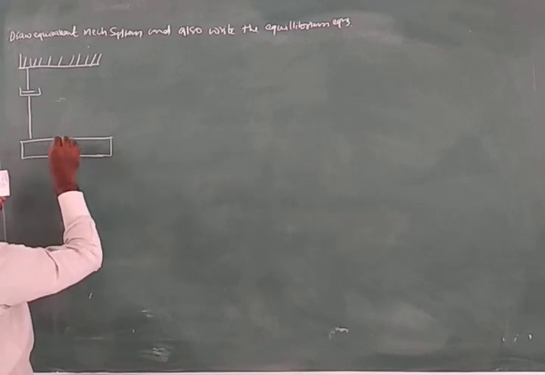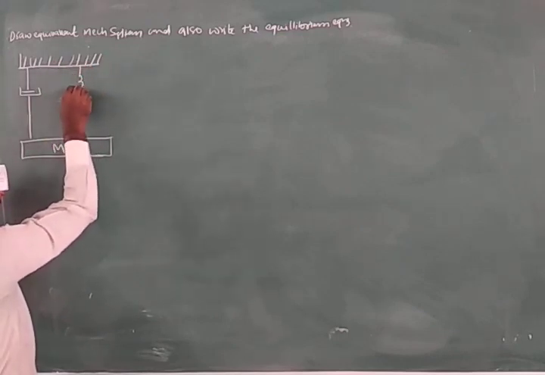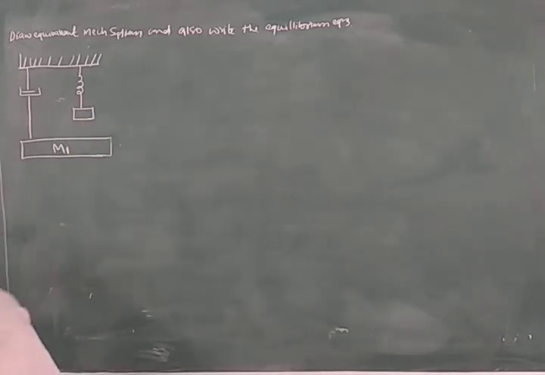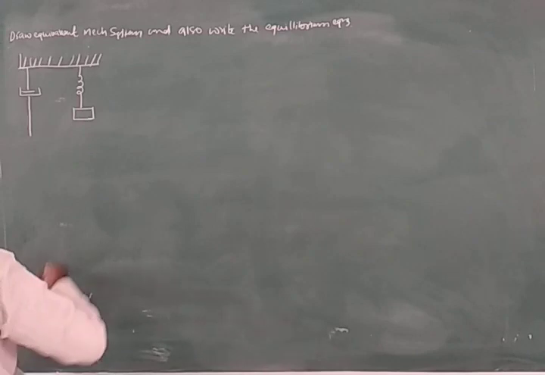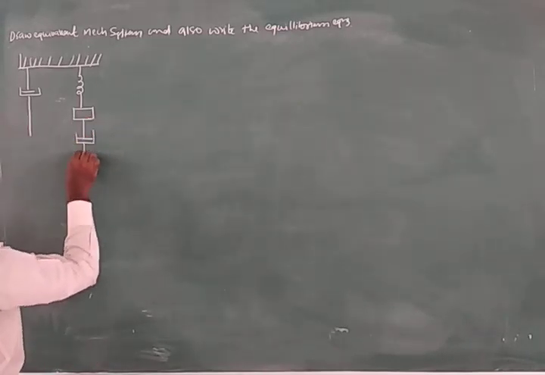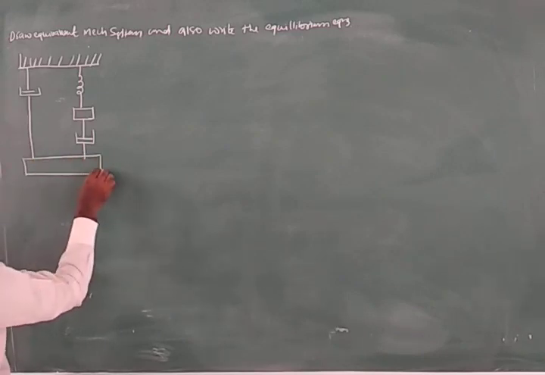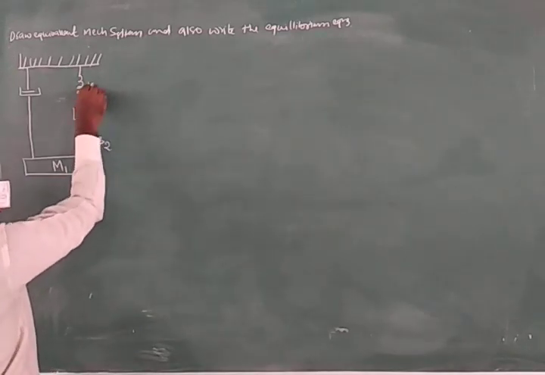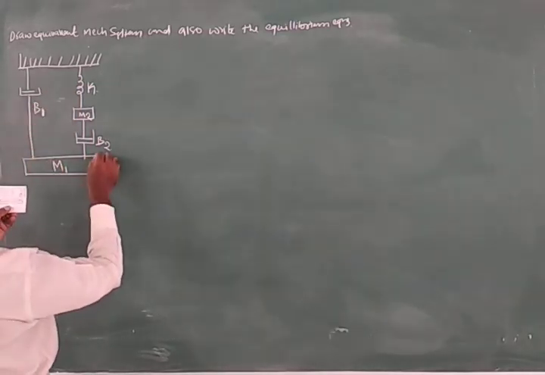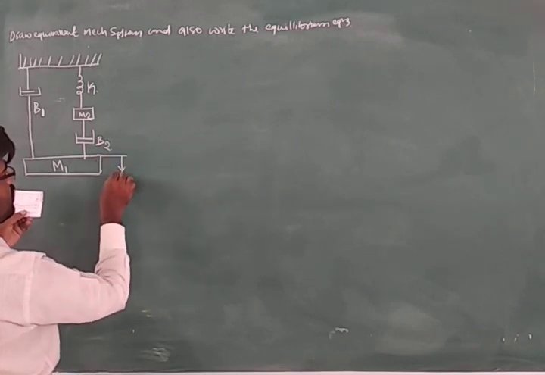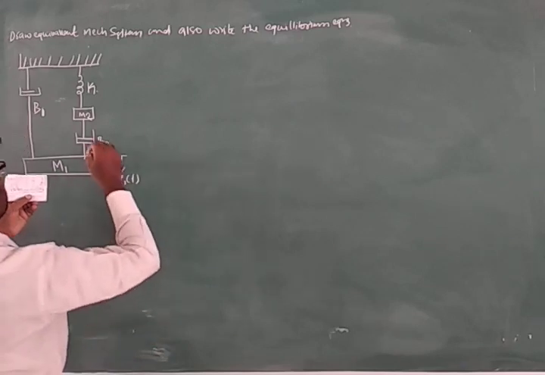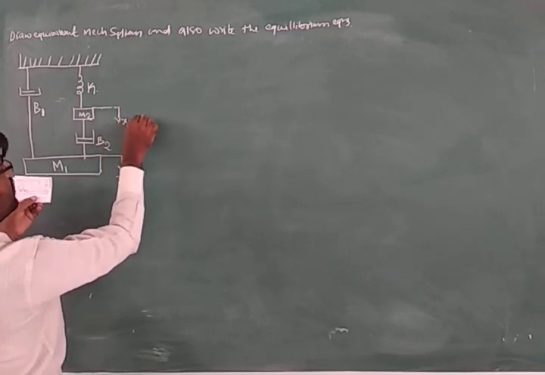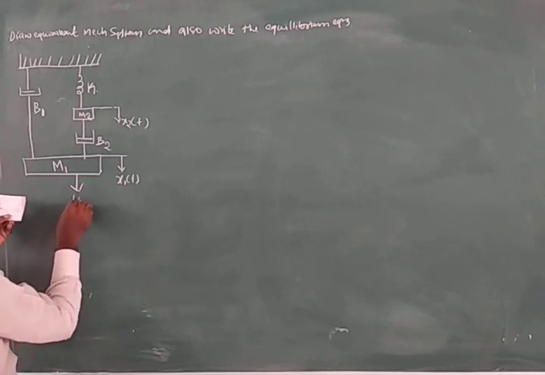This is M1, then here a spring, M2. This is M1, this is B2, this is M2, this is K, and this is B1, and here x1 of t is the displacement, and here x2 of t is the displacement, and in this direction we are applying the force.